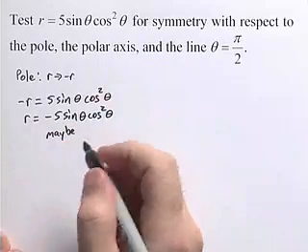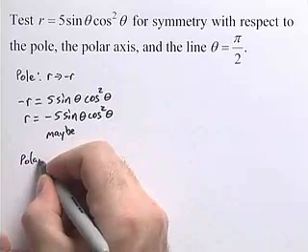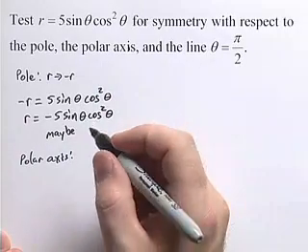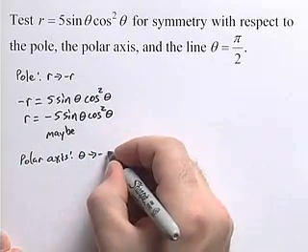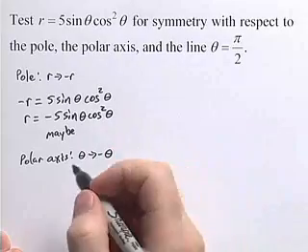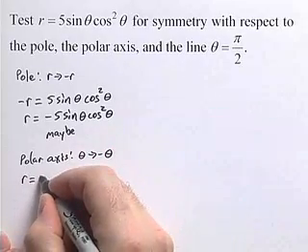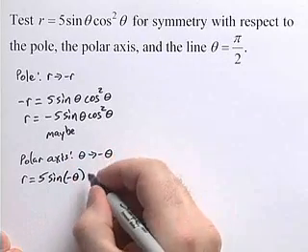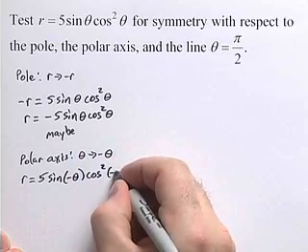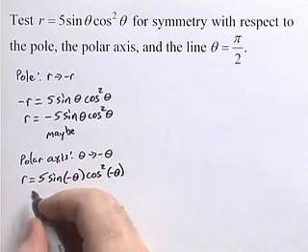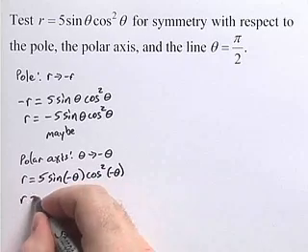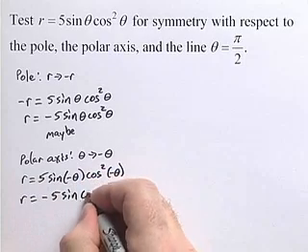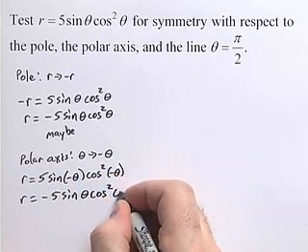Next, we'll check for symmetry with respect to the polar axis. To check for symmetry with respect to the polar axis, we're going to replace theta by negative theta and see if we get the same result. Here we'll have r is equal to 5 sine of negative theta times the cosine squared of negative theta. If we clean that up, we get r is equal to negative 5 sine theta times cosine squared of theta.